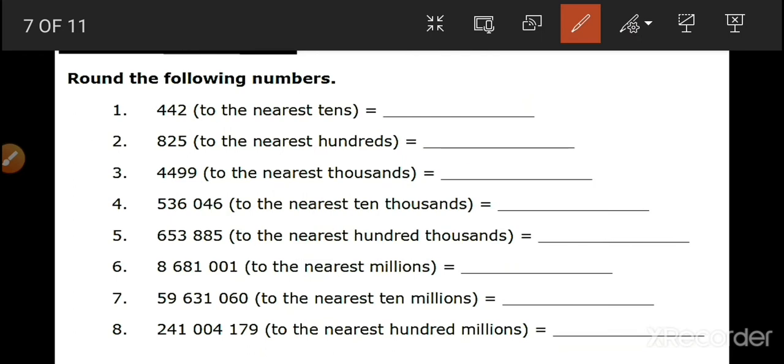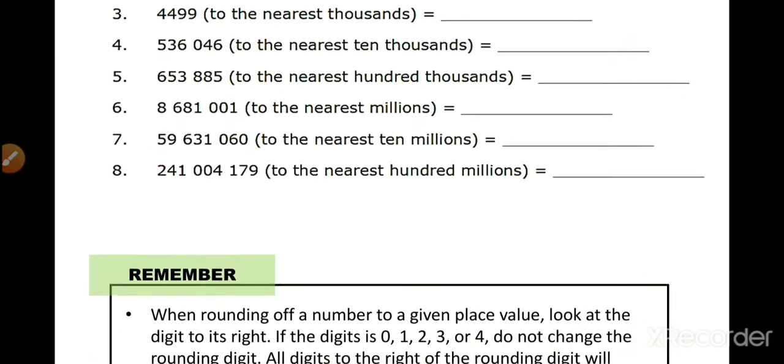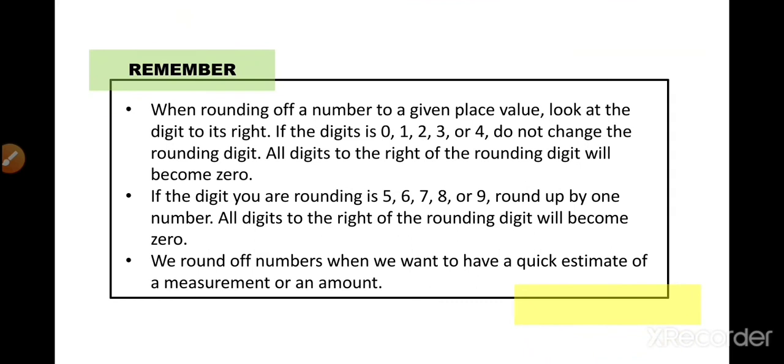Alright, if you are done answering, then we proceed with this. Remember, when rounding off a number to a given place value, look at the digit to its right. If the digit is 0, 1, 2, 3, or 4, do not change the rounding digit. All digits to the right of the rounding digit will become 0. And if the digit is 5, 6, 7, 8, or 9, round up by one number. All digits to the right of the rounding digit will become 0. And we round off numbers when we want to have a quick estimate of a measurement or an amount.